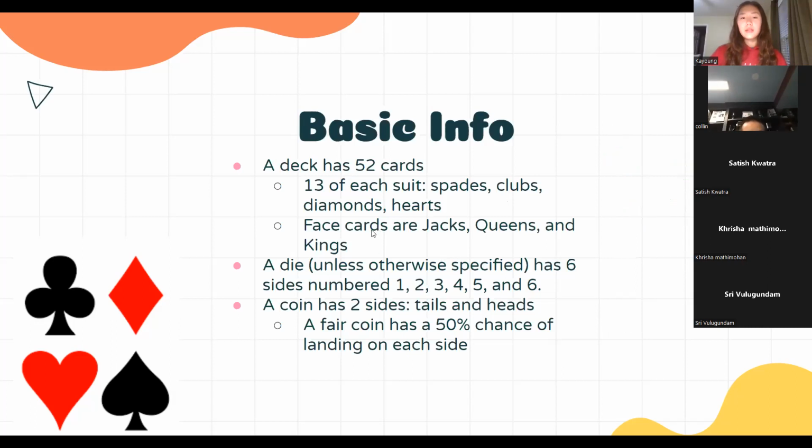And then a die, unless it says otherwise, like it's a special die, has 6 sides numbered 1, 2, 3, 4, 5, and 6. And a coin has 2 sides, obviously, tails and heads. A fair coin has a 50% chance of landing on each side. Sometimes they'll say this dude flips a fair coin. I didn't know what a fair coin was, but it basically means you have an equal chance of landing on either side, so they haven't messed with it in some way.